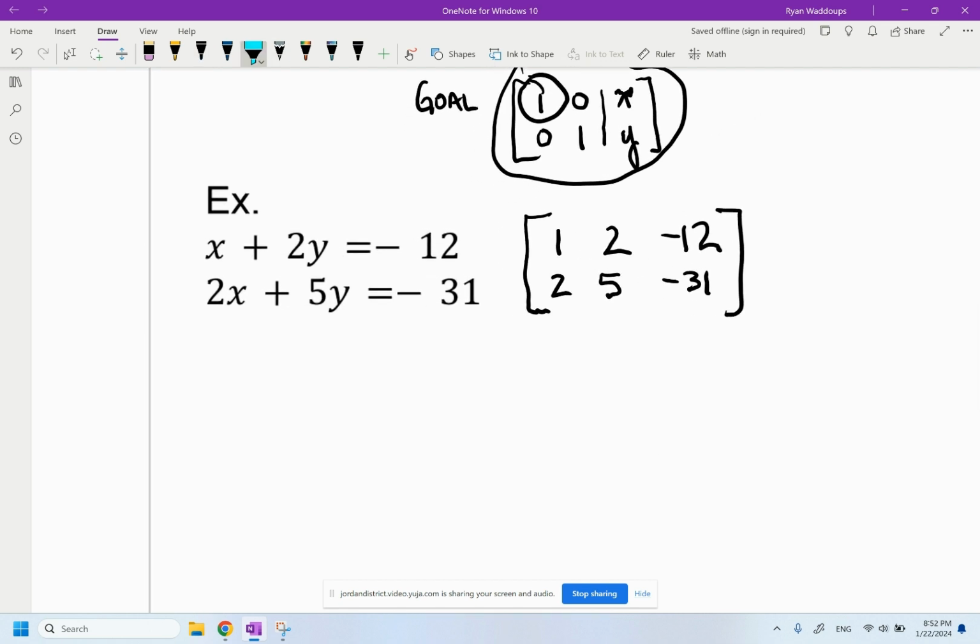Generally speaking, it's a good idea to start up here, get that to be a 1. In this case, it already is a 1. And then go down, make that a 0, and then make that a 1, and then come back up here and make that a 0. So if you work in that direction, that's a good strategy. So we're going to do that.